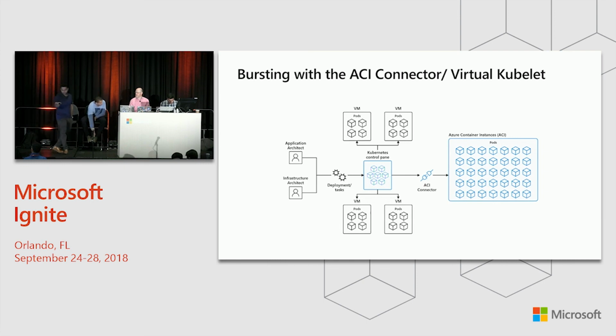On the left is the Kubernetes cluster. It has been maximized with all the pods deployed, and now we are deploying pods using the ACI connector. So whatever you see on the left is the ACI connector. Again, let me do a demo of this.